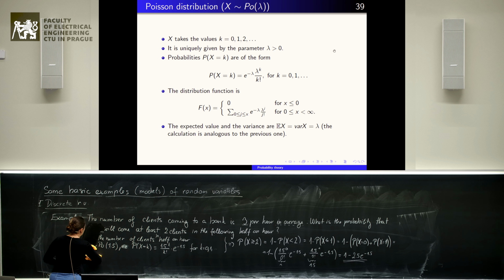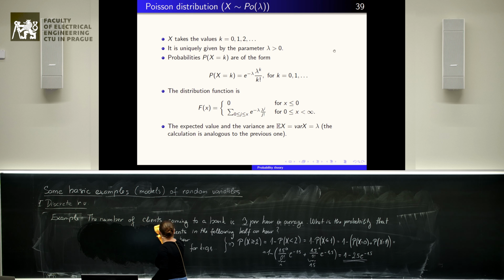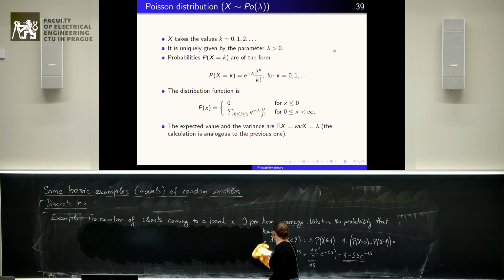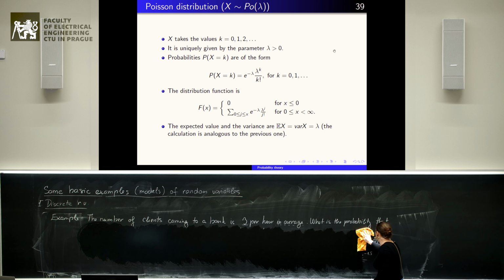I will show you one more example concerning the same situation, the same situation with the clients in the bank.